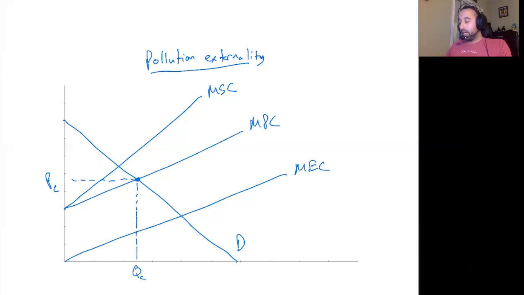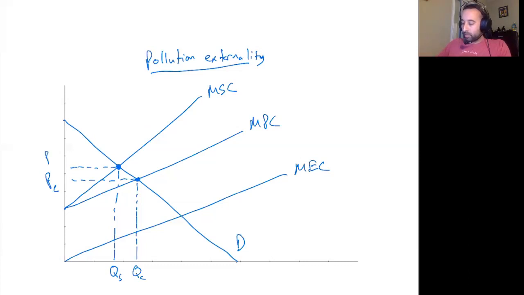And we want to get to the point where the marginal social cost is intersecting the demand, right? We want to get to this point. And when I say we want to get to this point, that implies that the private market without any government intervention is not going to naturally get to the point where marginal social cost is equal to demand.